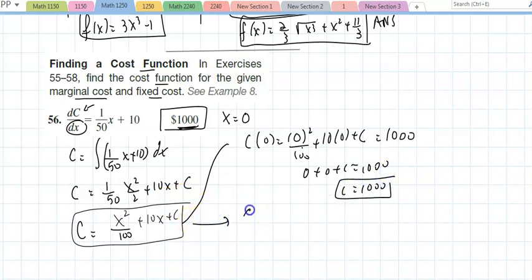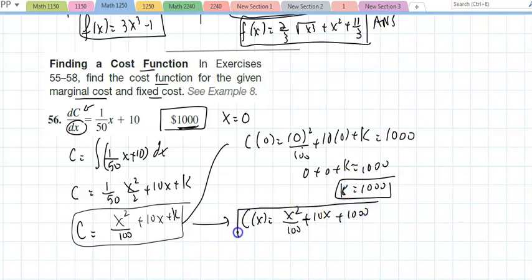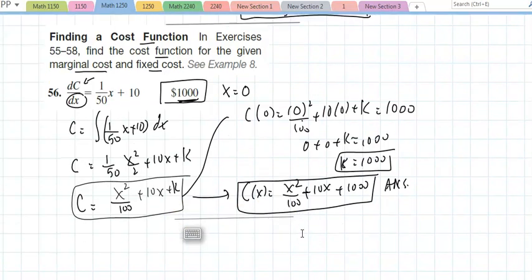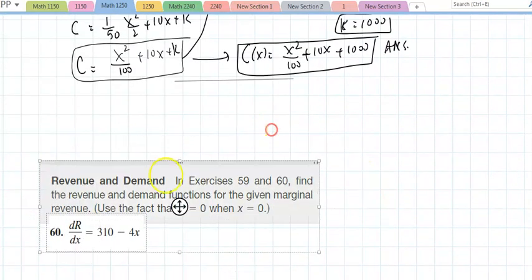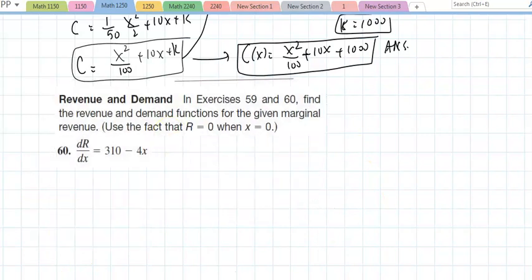So my cost function would become x squared over 100 plus 10x, and instead of that constant, you know what? Since there are too many c's, I'm going to call that k, the book calls it k. It's easier that way, so you don't mix the constant with the cost function. And that would be my final answer. So the fixed cost is what you pay initially before you produce any units. That's kind of like the rent or the utilities or the machinery.